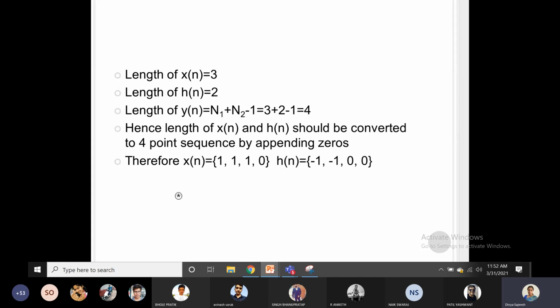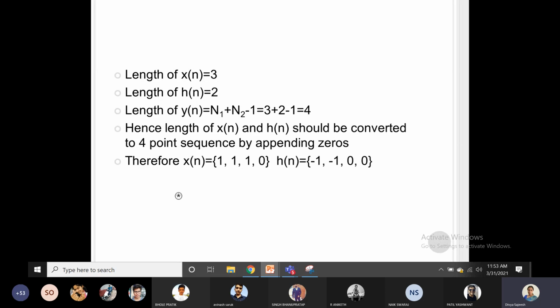To perform this convolution property in DFT, I need to make the length of x of n and h of n equal to n1 plus n2 minus 1. So in this case it is 4. n1 plus n2 minus 1 is 4. So I need to increase the length of x of n by adding one 0, since the length is 3, and in the second case h of n, I have to add 2 zeros since the length is 2. So now x of n and h of n both have length 4.